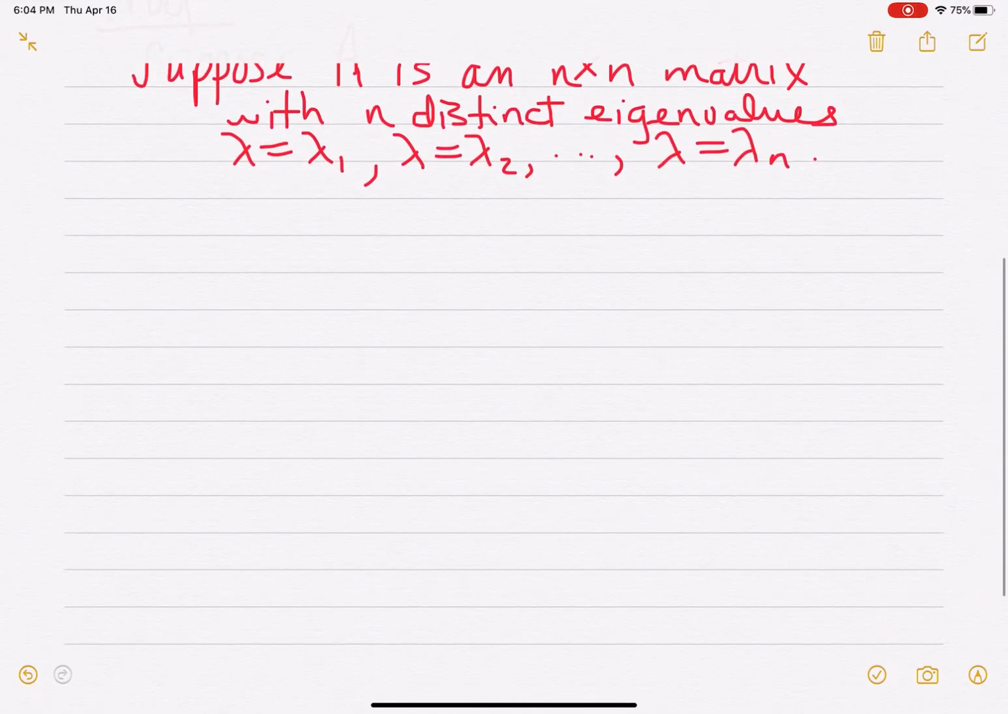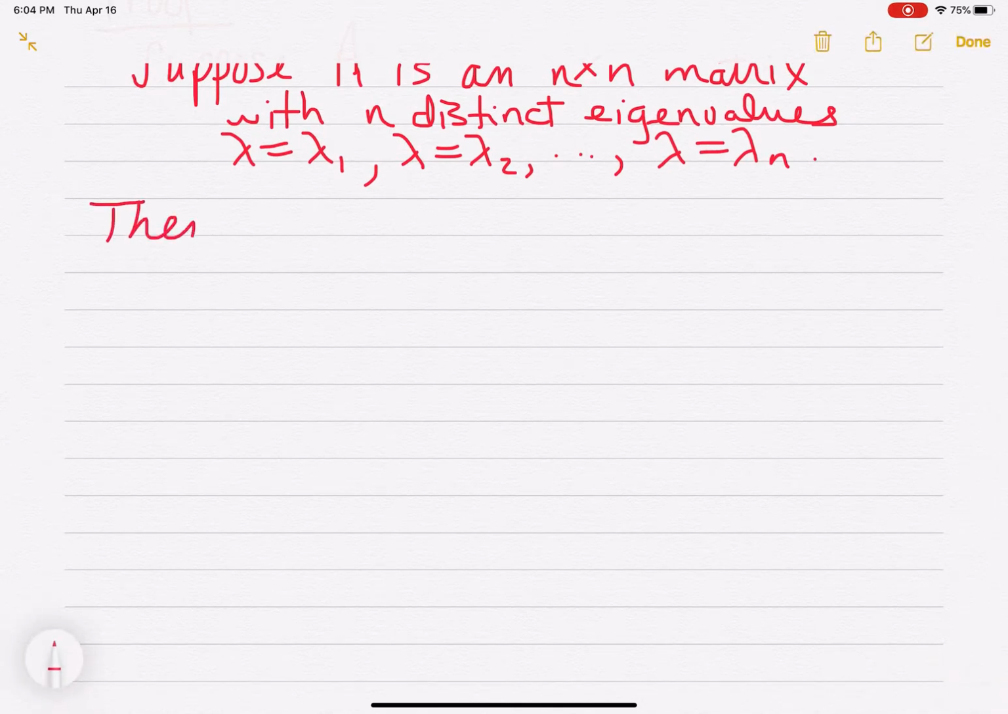Let's focus on our characteristic polynomial. So our characteristic polynomial we call what? Determinant of A minus lambda I, or lambda in. Now remember that this is going to be an nth degree polynomial, right? When you have an n by n matrix, you're going to have an nth degree polynomial. And because we have n distinct roots, we're going to have n distinct factors, right?